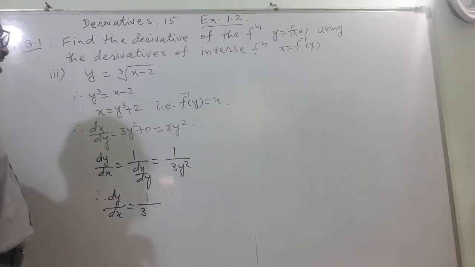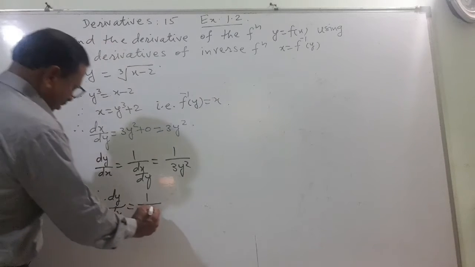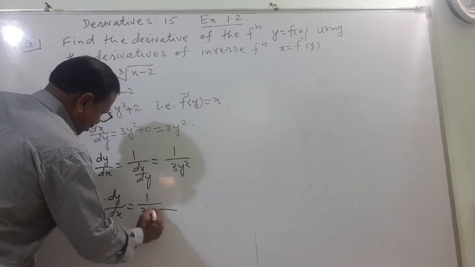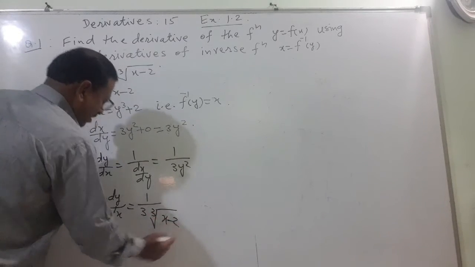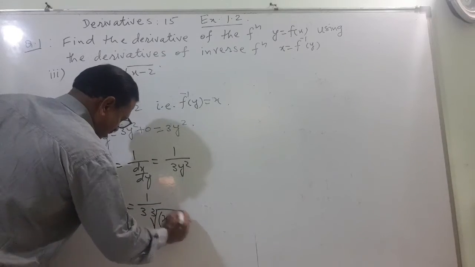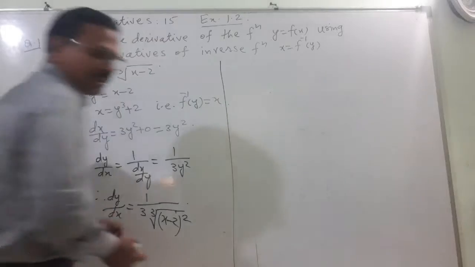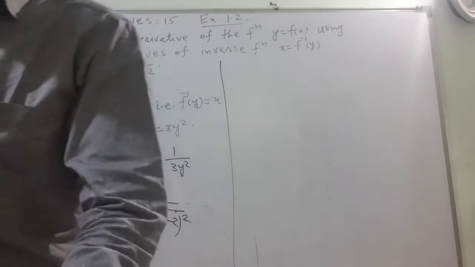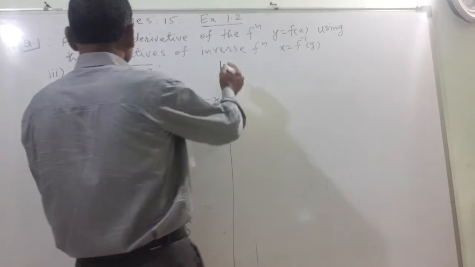Therefore dy by dx is equal to 1 upon 3, what is meant by y? Y means cube root of x minus 2. But it has the square, so square. This way, this first question you have understood. One more sum I will take, the eighth one.